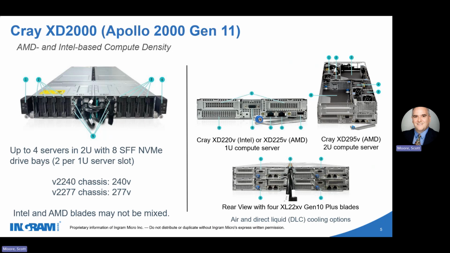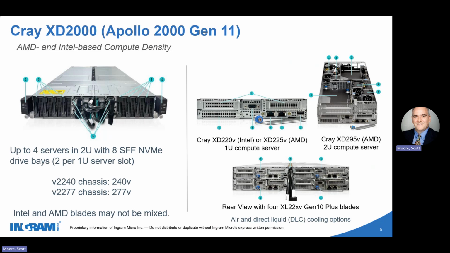Supports up to 4 servers, as I mentioned before, in 2U of space. There are 8 small form factor NVMe drive bays, 2 allocated per 1U server slot. And the chassis does come in 2 versions. Unlike the Apollo 2000s, this is not based on how you allocate the drives, but the 2 different chassis versions of the Cray XD2000 are actually based on what you want to use for power.